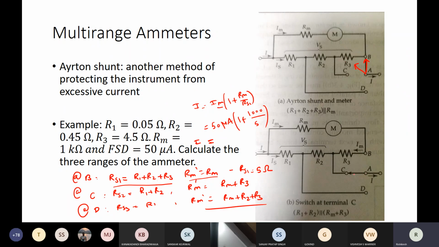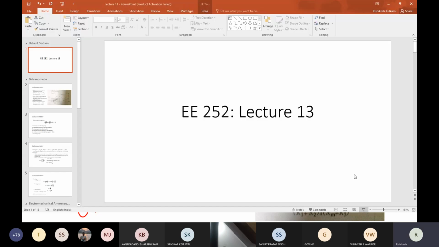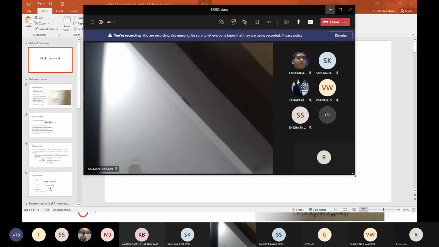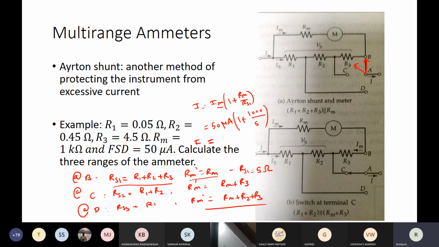How much does it come out? Anybody? Am I audible? Yes. Hello. 10.05. So you are audible. Yeah. So how much is the current value that comes out? 10.05 milli. 10 milliampere, approximately.